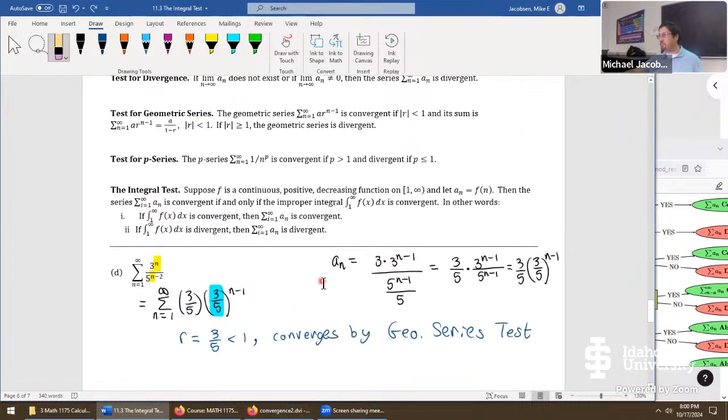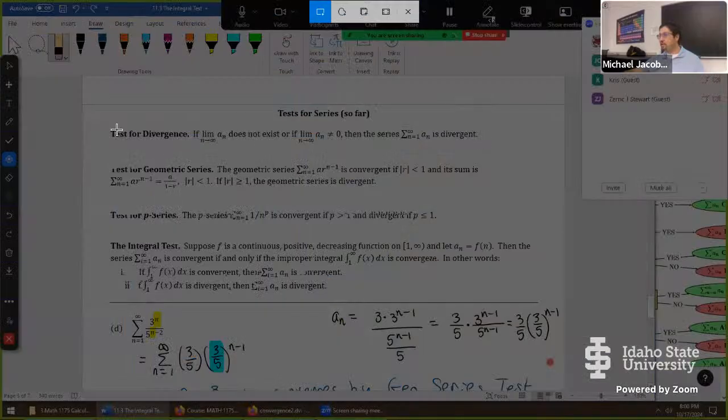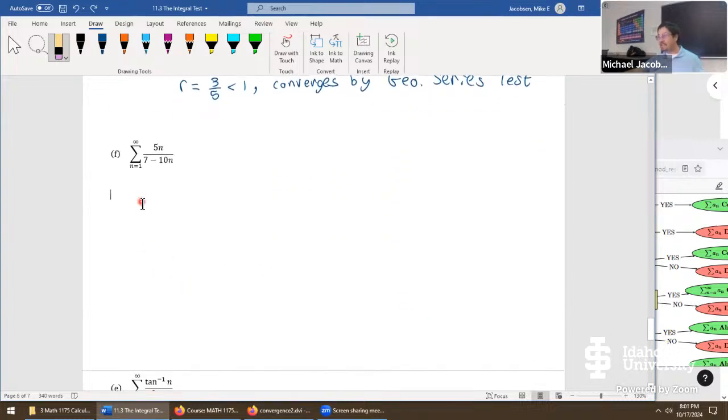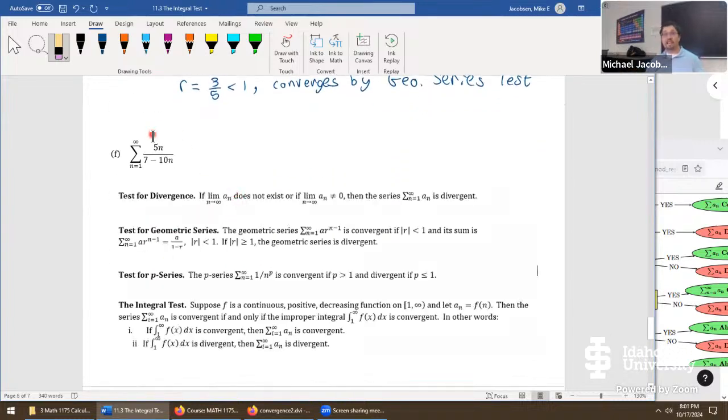Oh, geez, I want to reveal this stuff below it. This is all new, so let's take a look at every one of these tests that we have so far as we look at this thing. Okay, so going down the lines, it's not a geometric series because n is not an exponent, so that's out. It's not a p-series because a p-series has to look exactly like 1 over n to a power. We can't do anything algebraically to make that happen. Not a p-series.